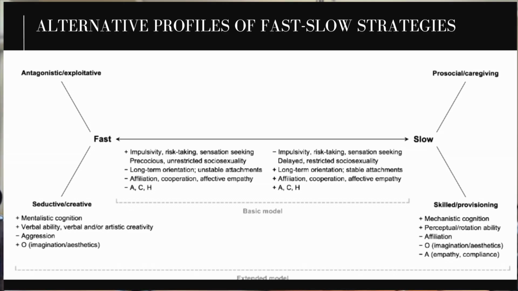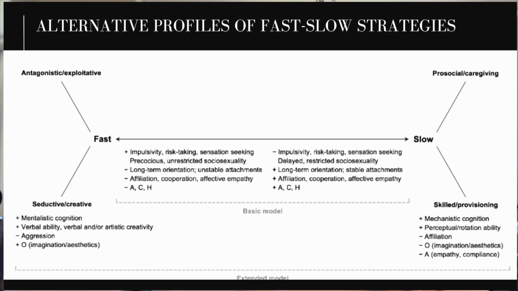I like this image a lot. I don't know if you're going to be able to see it, but I'll explain. Well, this is mostly what we've explained, but if you can, pause it and look at it. This is the basic model, which is just a continuum left to right, fast versus slow. But they add on to that with the extended model, right? And so there are different dimensions here.